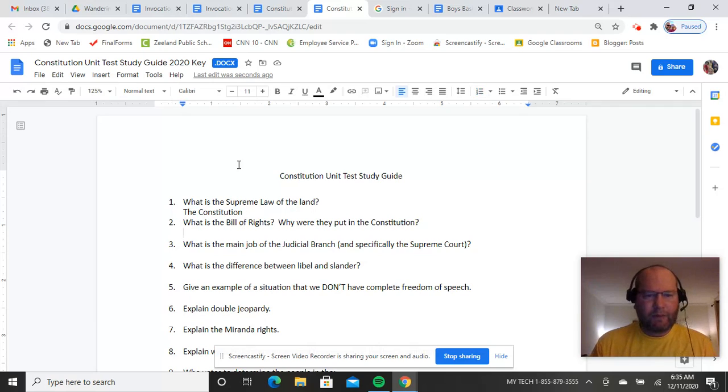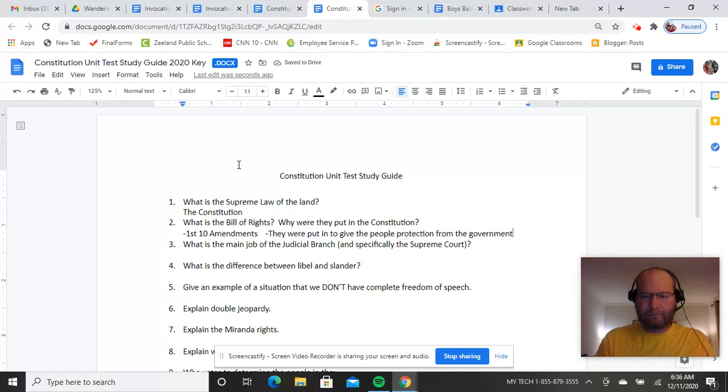Number two, what is the Bill of Rights and why were they put in there? Okay, so the first part to that, what's the Bill of Rights? It's the first 10 amendments. And then why were they put in the Constitution? Well, they were in to give people protection from the government.